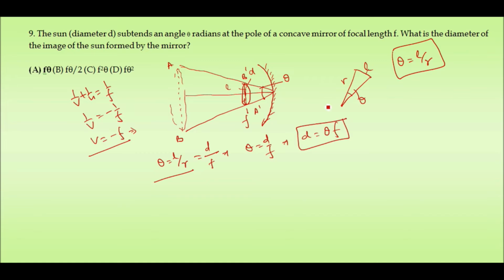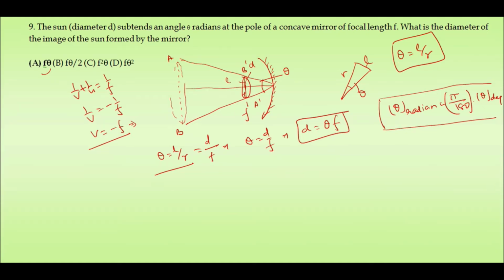So the diameter of image of sun formed by the mirror is equal to f theta. So to calculate the diameter of image of sun formed by the mirror, if theta is given in degrees, then first calculate the angle theta in radians, and you have to use this formula: theta in radian is equal to pi by 180 into theta in degree. Then multiply it by the focal length to get the diameter of image of sun formed by the mirror.